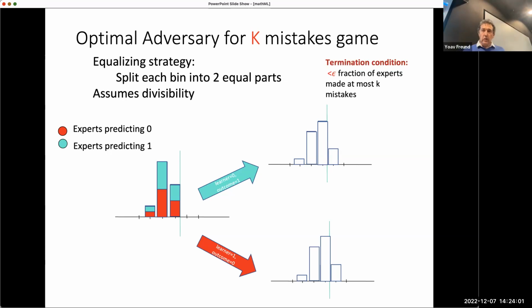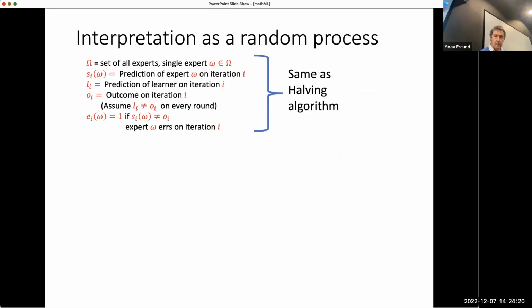Okay, and the termination condition, going back to the fact that it's divisible, is that I want at most epsilon fraction of the experts to have made at most K mistakes. Okay, so instead of 1 expert, I'm just saying epsilon fraction. You can say 1/n if you will. Okay, now let's see how this interprets as a random process. So I just wrote here in small, like the same thing that I wrote before, with EI being the mistake.